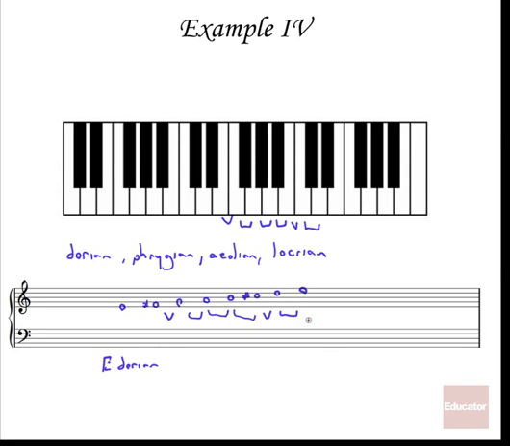And the other way I could have figured this out would be through key signature knowledge. So knowing that this is some sort of minor scale, I would compare it to E minor, which has one sharp in the key signature. And so I could write out the E minor scale and see that this has a raised sixth. And then I would remember that Dorian is a minor scale with a raised sixth. So this would be E Dorian.